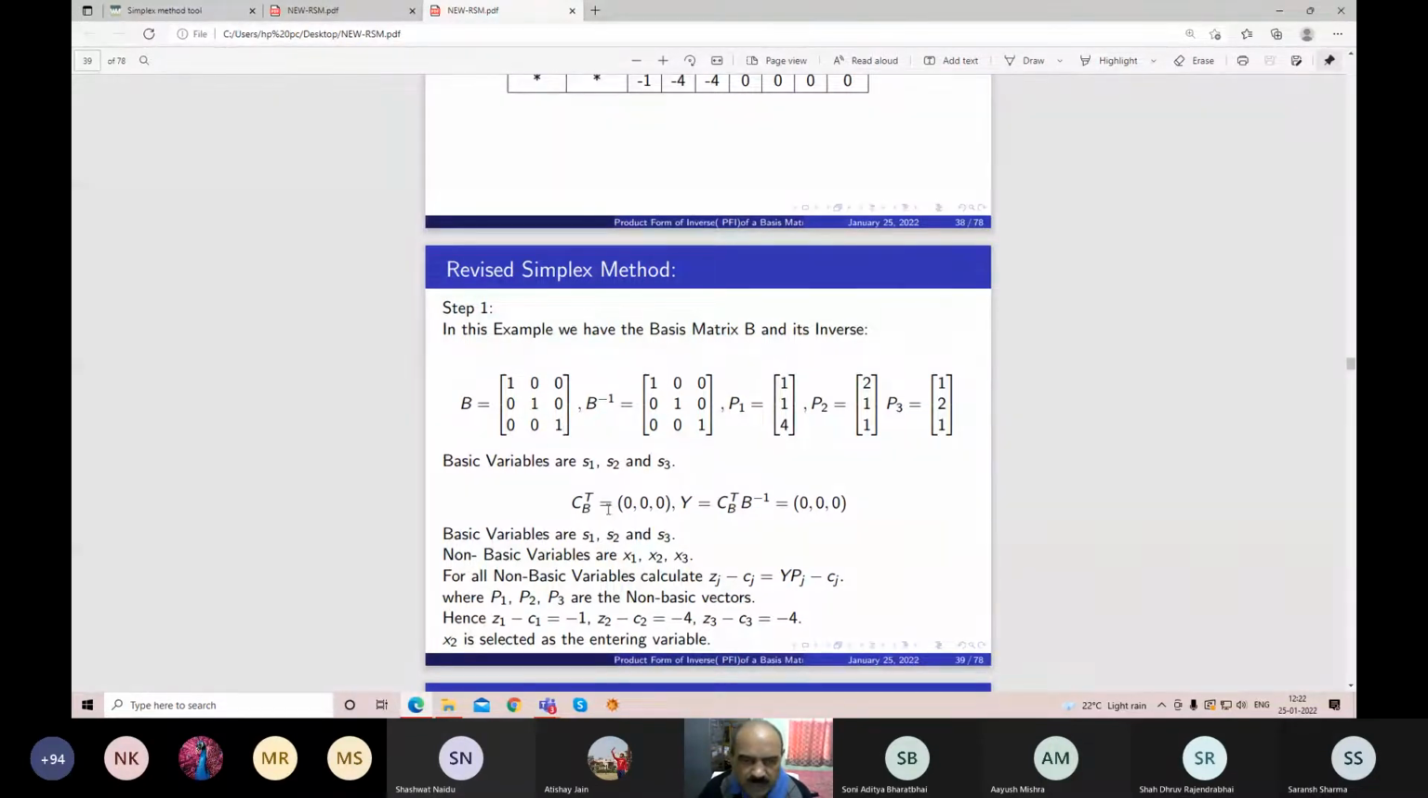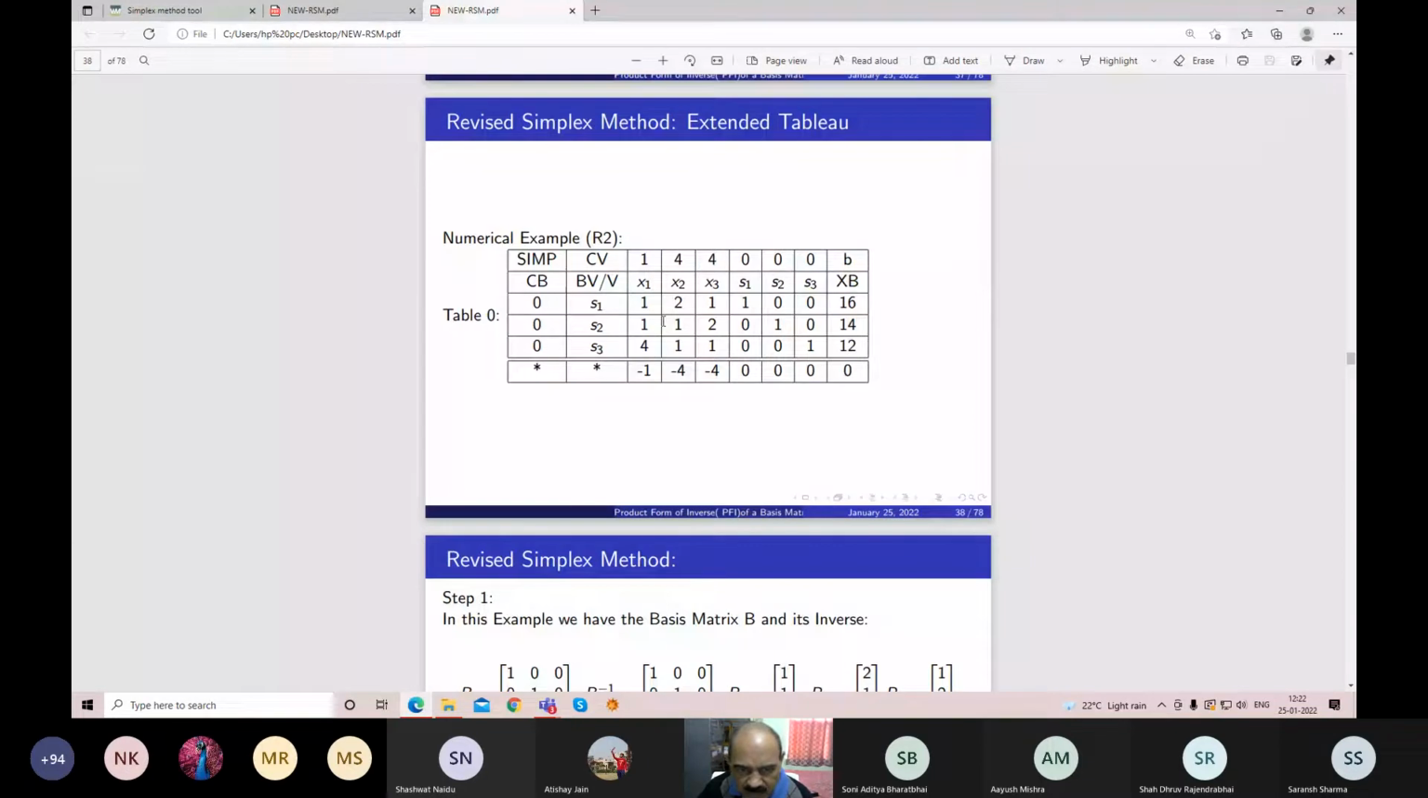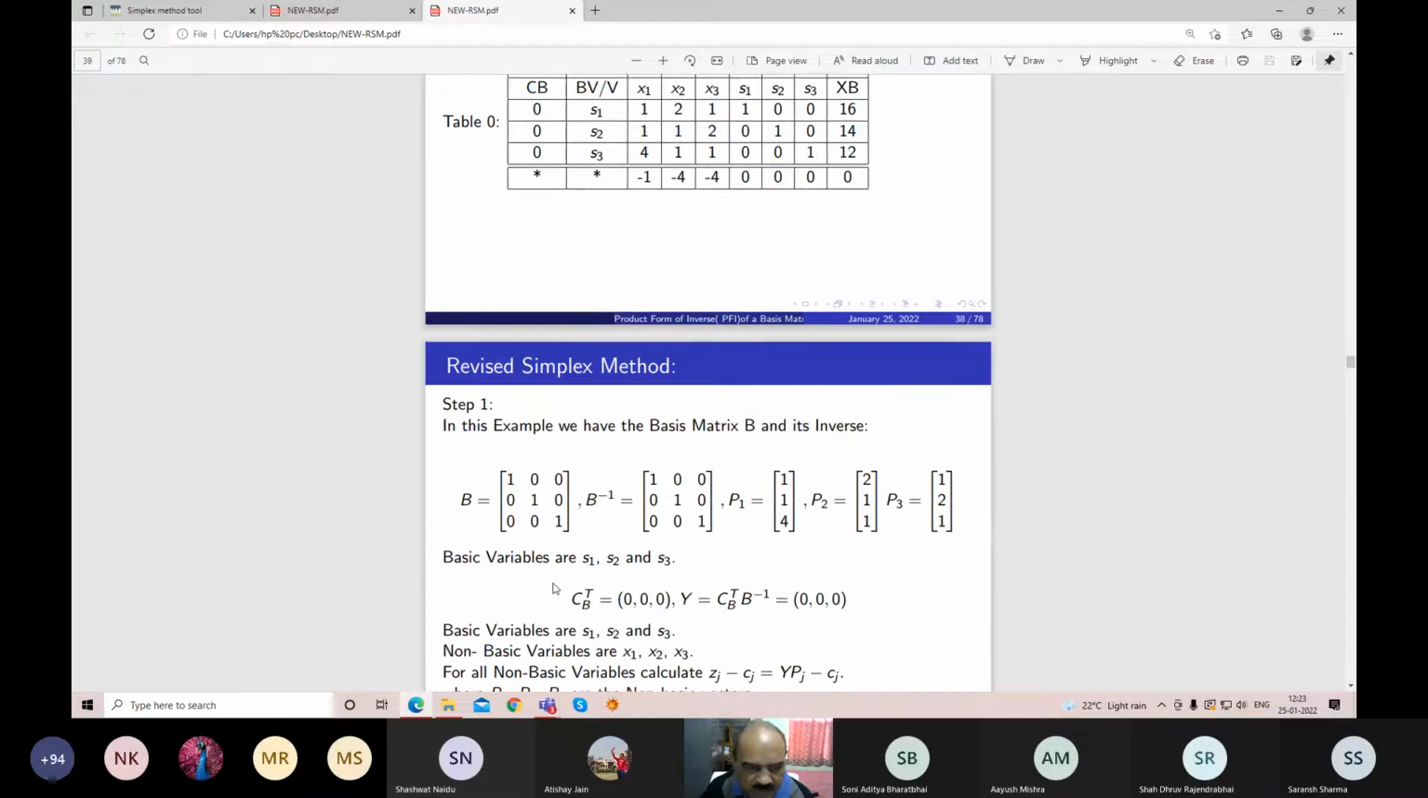So why? Because if you say x1, x2, x3 equal to 0, then there will be 3 equations and 3 unknowns: S1 equal to 16, S2 equal to 14, S3 equal to 12. So this is actually giving 3 equations, 3 unknowns. It is a square system, and you know the coefficient matrix is an identity matrix. So that is the reason we are writing. So the basis matrix is this.